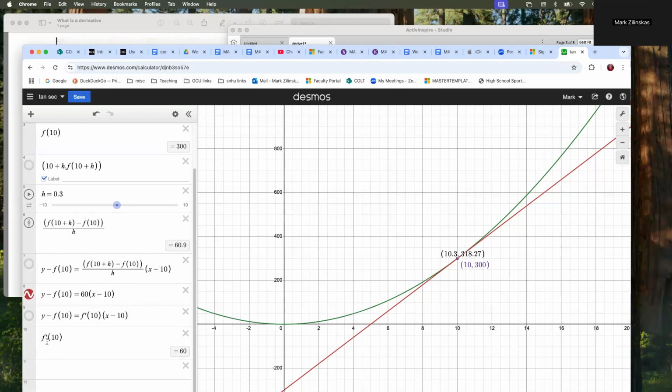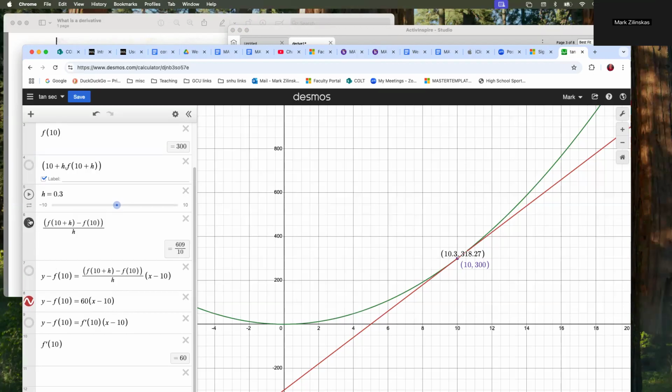And notice I have this little apostrophe here, f, we call that f prime of 10, and we're going to define the derivative, which is just essentially going to be a function here in a second that's going to give us that instantaneous rate of change. We're just at the beginning part of working with that here.